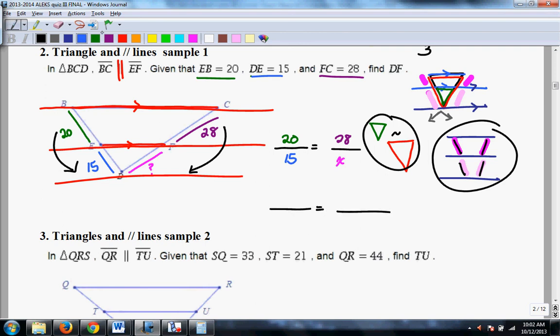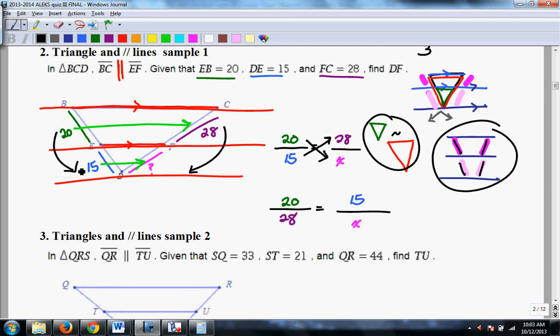Or you can go this way even. We can go straight across, we can go left to right, like this. We could go 20 over 28 equals 15 over unknown. We're going to get the same thing, but the name of the game is consistency. However you start, you must finish. However you start, you must finish.